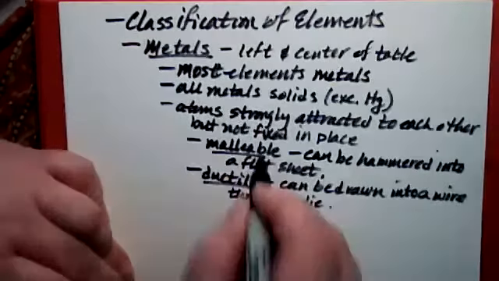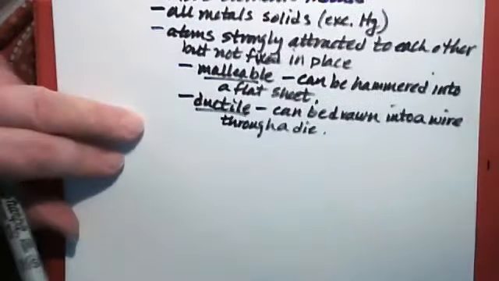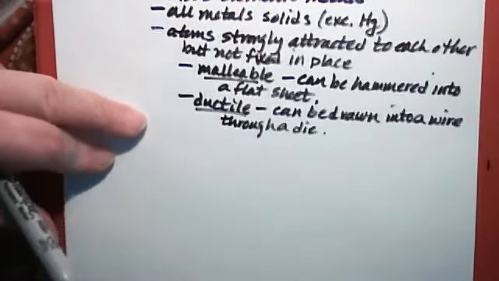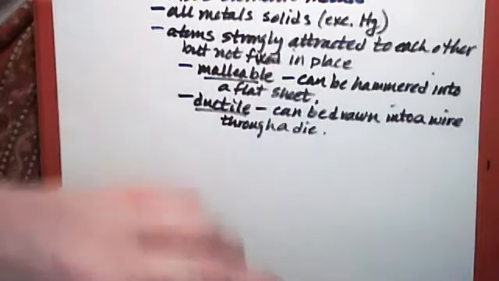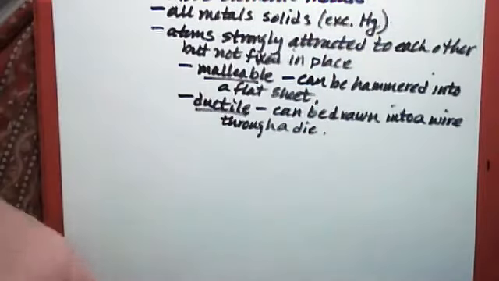And also metals to some extent are ductile, meaning that you can form them into a wire-like shape by drawing them out through a small hole in a big heavy piece of metal, which is called a die. And so by pulling the metal out, you can actually pull it into almost like a thread or a wire.